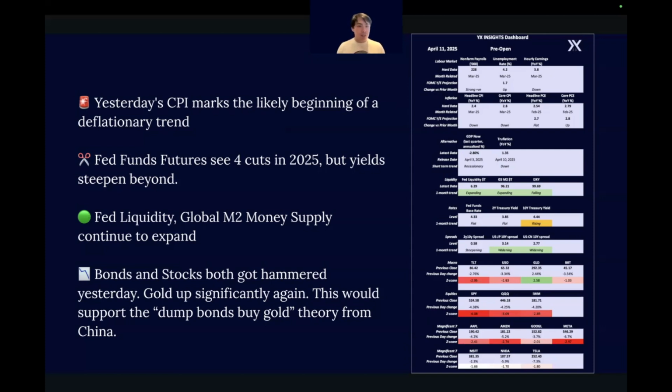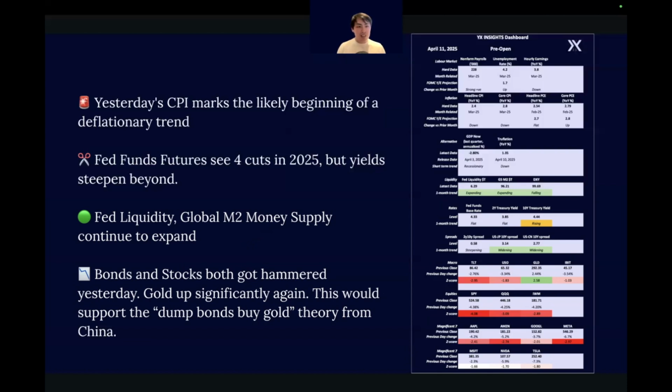So a few things. Yesterday CPI came in lower than expected. We're going to go through that in a second. So I think it could start a deflationary trend from here. So this is not stagflation, but deflation.